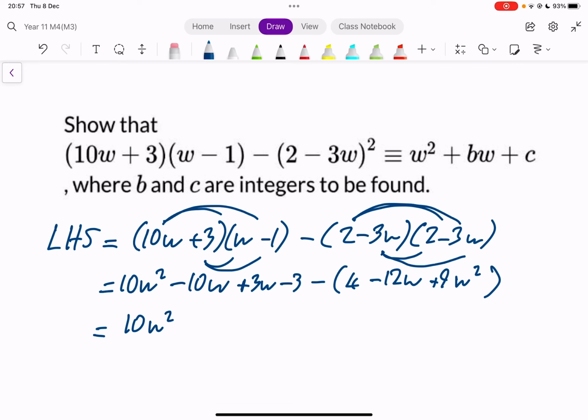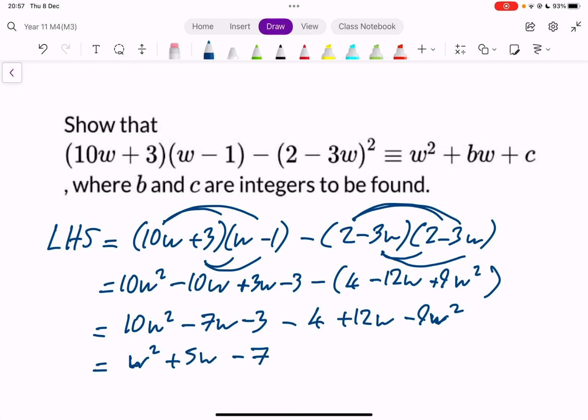Okay, a wee bit of tidying up to do here. First thing I'm going to write that as 10w squared minus 7w minus 3, and then I'm just going to change the sign of everything here. Minus times 4 is minus 4, minus times minus 12w is plus 12w, minus times plus 9w squared is minus 9w squared. Okay, tidy up, and we've got our 10w squared minus 9w squared, which gives you w squared, minus 7w plus 12w will give you plus 5w, and minus 3 minus 4 will give you minus 7. So this is tidied up really nicely.